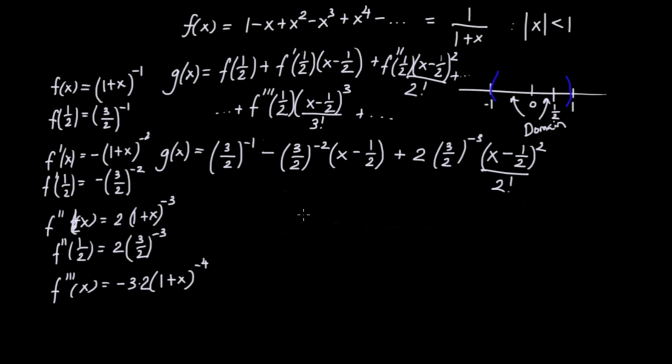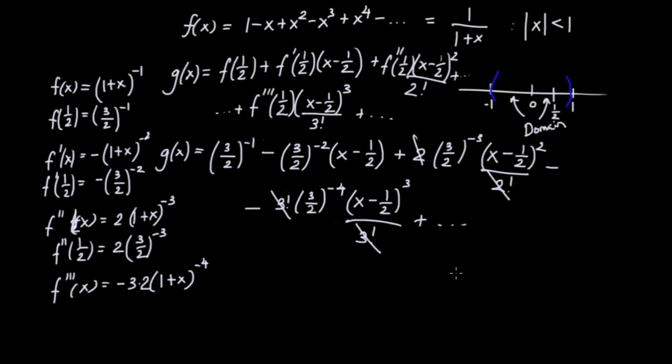So the next term is going to be minus 6, which I claim is really because of the 3 factorial, times (3/2) once again to the minus 4 times x minus 1/2 to the third power over 3 factorial. And I made a business of writing those factorials because in each term, I claim we're going to get a cancellation, even if you extend it to higher order terms. And now let me clear everything up, and then we're going to see what we get when the dust settles.